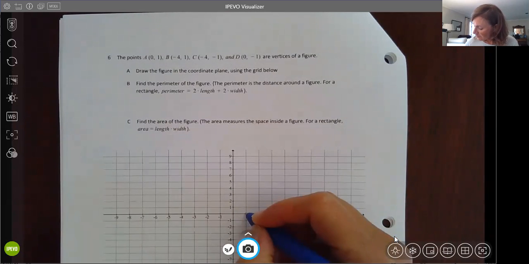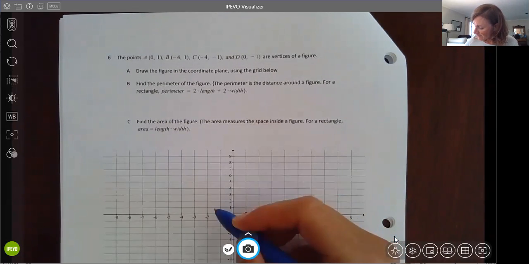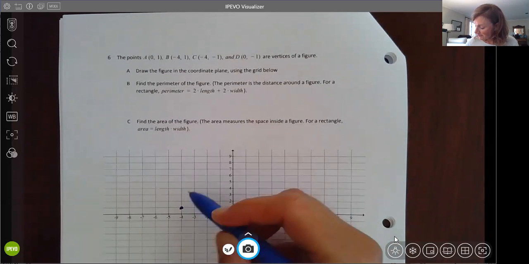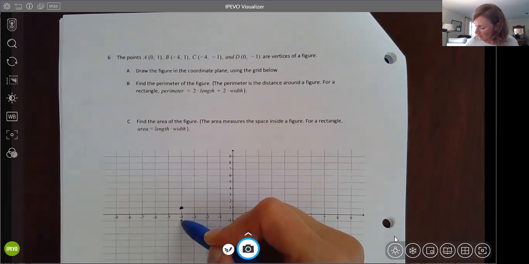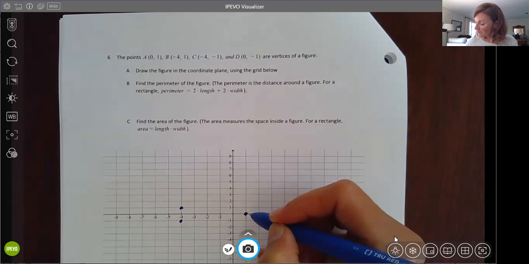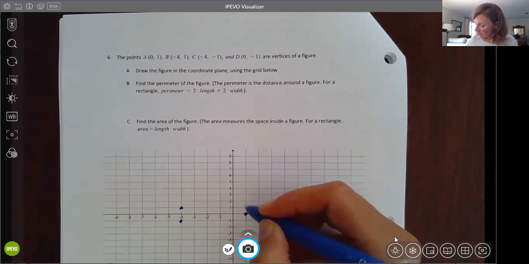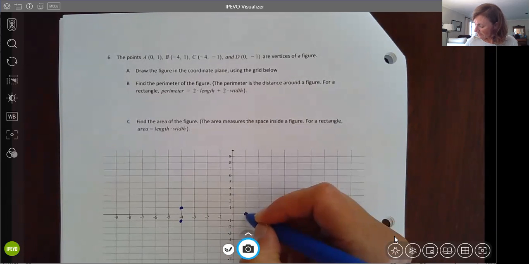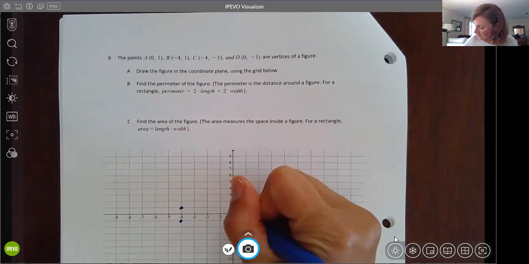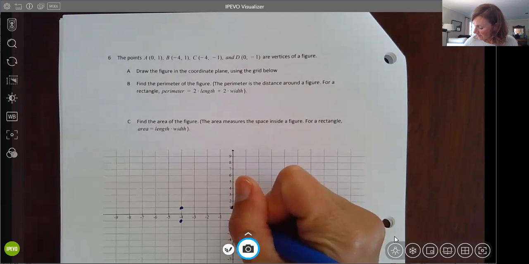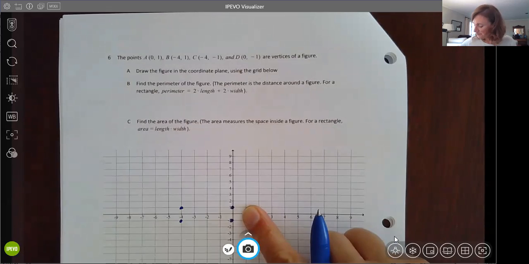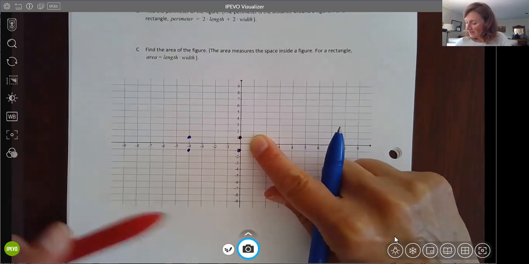All right, so 0, 1. Negative 4, up 1. I'm hoping you're checking this. Negative 4, down 1. And 0. Yep, I drew the first one wrong. So get rid of that one. So the first one, it should be 0, up 1, and then 0, down 1. So I'm going to cover that one up. Don't look at that one. All right, let me check it again.